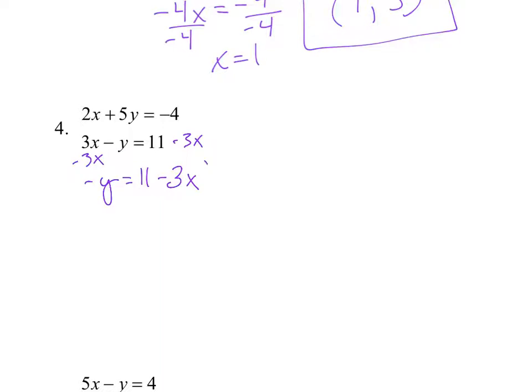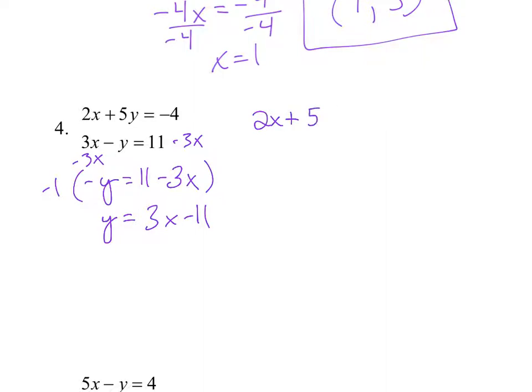We have to do that by multiplying all the way through by negative 1. So we get y equals 3x minus 11. It's just a convenient way of writing what was above with the negative in the best place. You could write it as negative 11 plus 3x. That's fine. Now I'm going to plug that into the top equation.